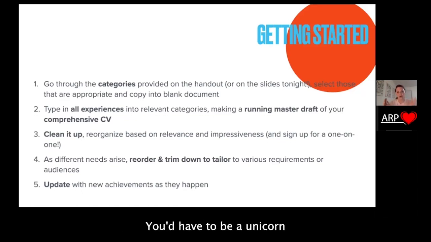You'd have to be a unicorn to have something for every single potential category that I am presenting to you. So don't let that get you down. No one has something for every single one of these categories. But pick the ones that you do have something for and put them into a blank Word document.